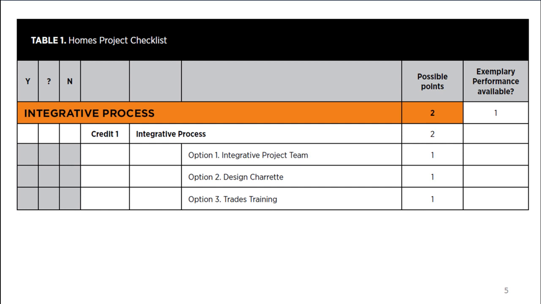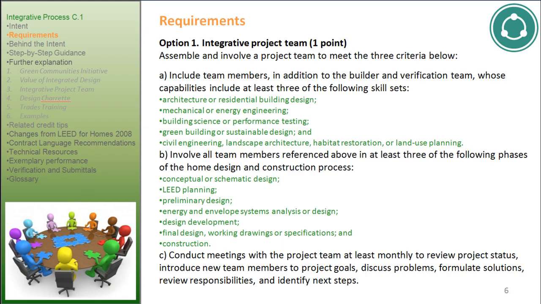This is now the home project checklist for integrative process. It will be the guideline for the project team and green rater on whether the project accomplished or complied with the credit points. This table on the left side is our guide for this integrative process credit. We will now go to the requirements.